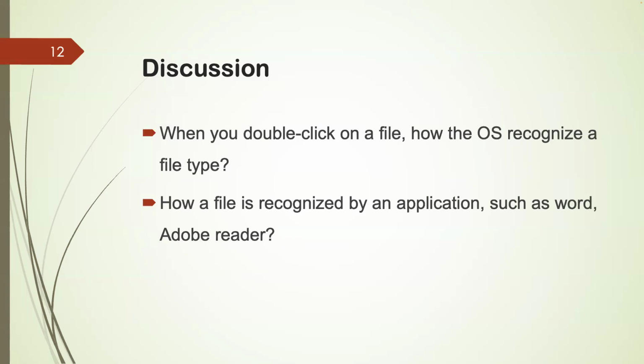So a couple of discussion questions, I will be posting them on Blackboard as well, so you can answer them over there. The first thing is, when you double click on the file, how does the operating system determine the type of the file? It looks into the extension. The next thing is how a file is recognized by an application such as Word or Adobe Reader. The applications read the file signature. The OS looks into the extension of the file.